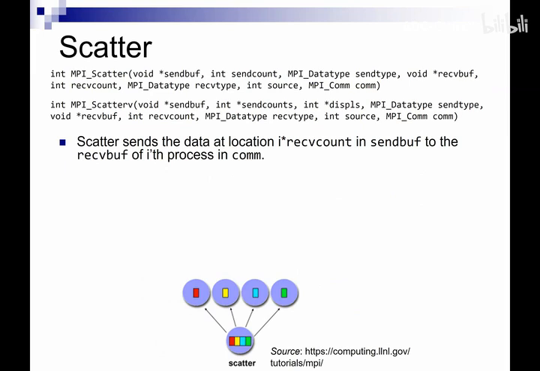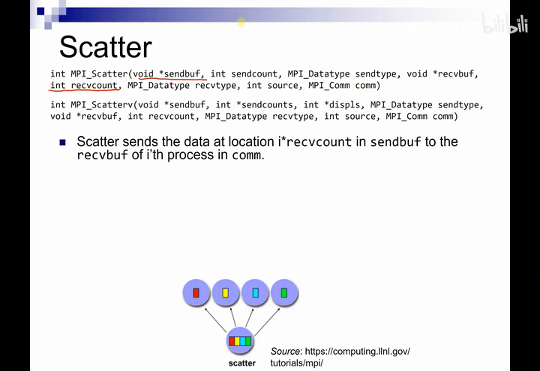Here I start out with k times t items, where k is the number of other processes, and I send t items to every other process. I have an array of data, and I send the first t items to the first process, the next t items to the next process, and so on. The interface for scatter has a send buffer, and every process is going to receive a receive count number of items from me.